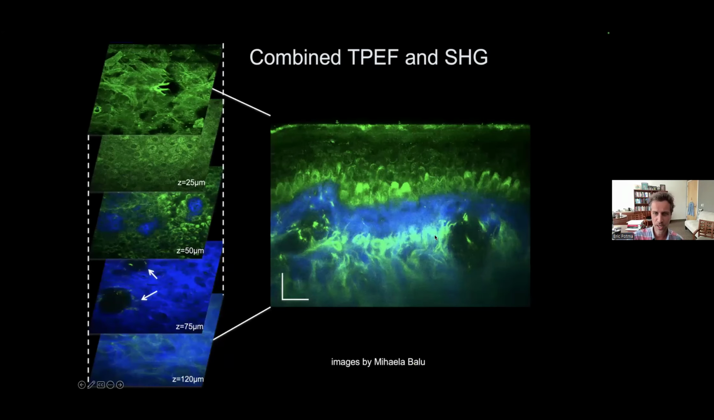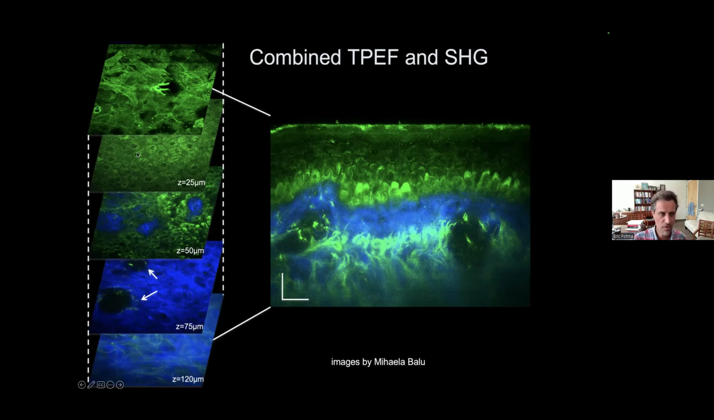This is one of my favorite pictures ever. It was taken by our colleague Mihaela Balu, and it is basically a recording of somebody's forearm using now two-photon excited techniques. One of them is second harmonic generation that we already talked about. The other is, of course, two-photon excited fluorescence. And this microscope has two detection channels. So one excitation, two detection channels. One of them is second harmonic generation. The second one, of course, is two-photon excited fluorescence.